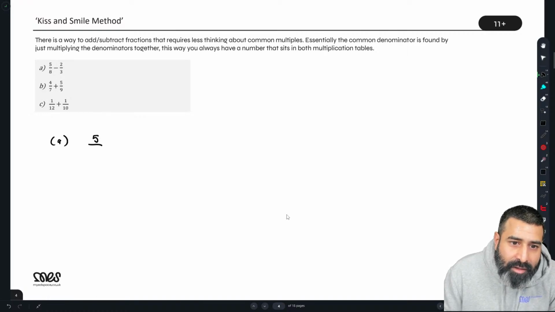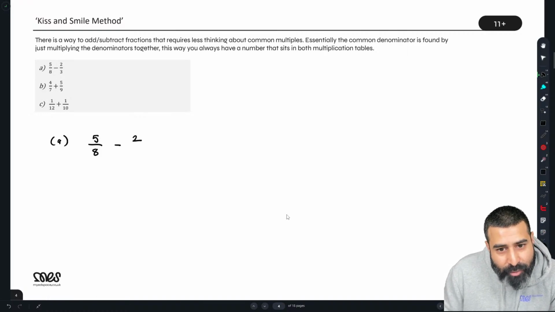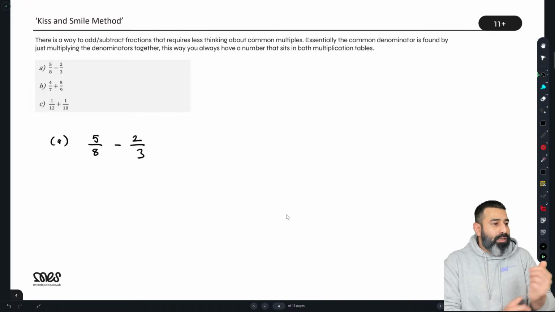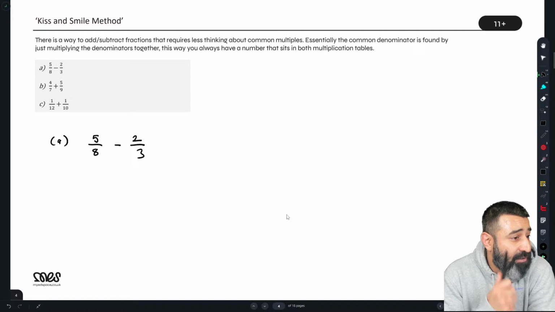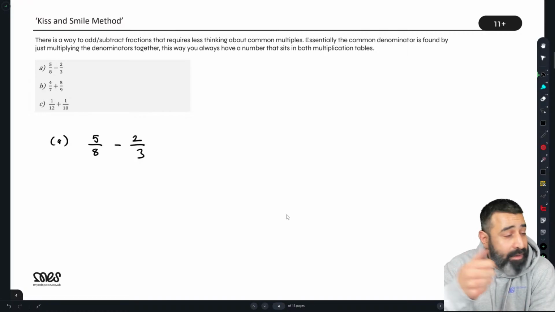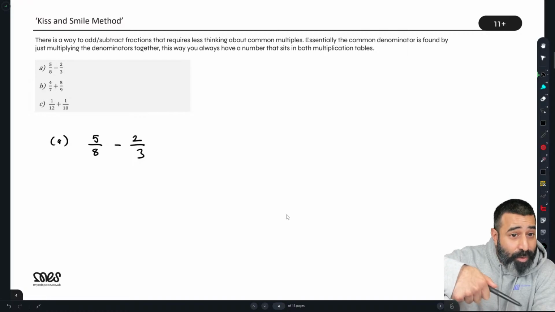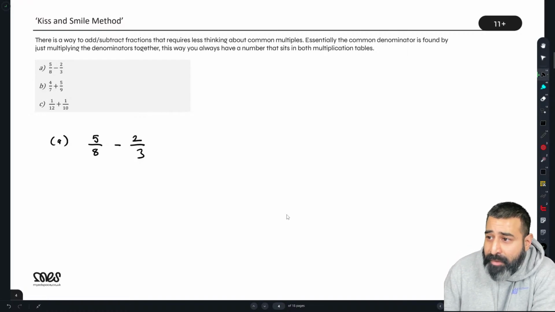So, if we don't really want to worry about common multiples, what we can do, yeah, absolutely, what Edward's saying, is ask a specific question, okay? Can we do D again? Malar, D is going to make more sense when we do the kiss and smile method, okay? So, what can we do here?